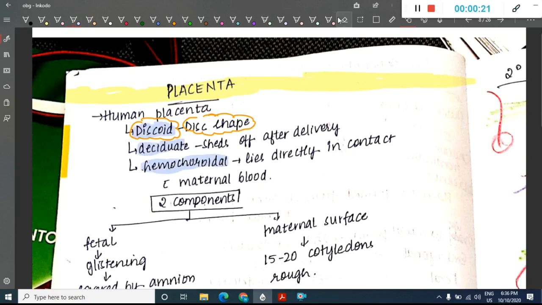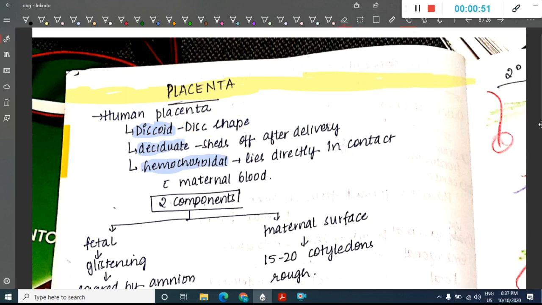The placenta in humans is discoid, deciduate and hemochoroidal. Discoid means it is disc shaped. Deciduate means after delivery it sheds off completely. Hemochoroidal means it is directly in contact with maternal blood.